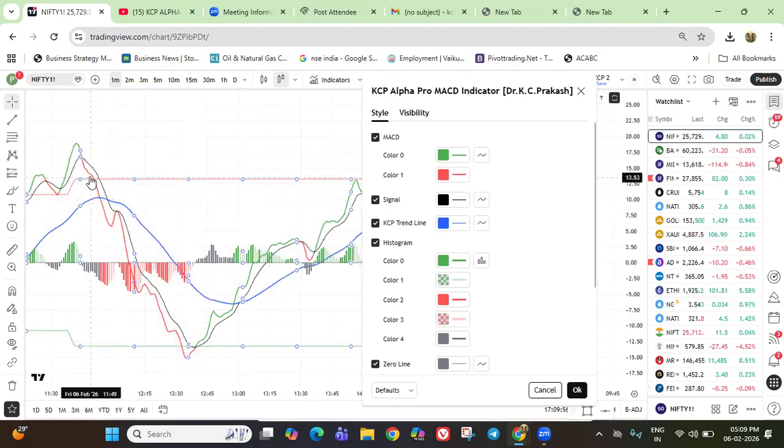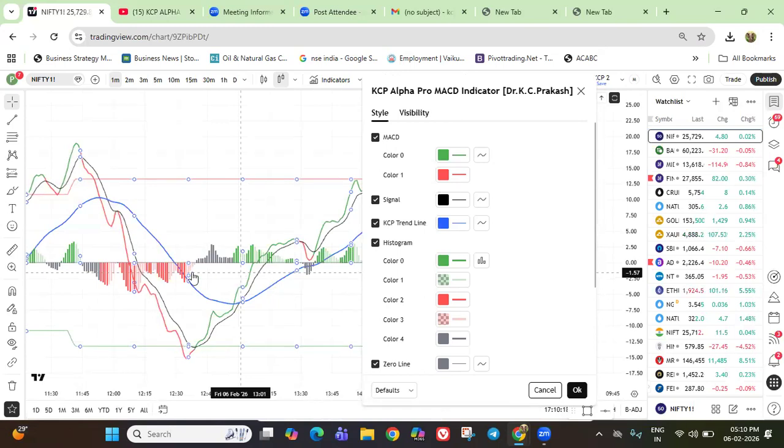So whenever the price is coming down and the signal is coming down towards the trend, then it is downtrend. If it is opposite, that is, MACD is increasing and the signal is also increasing, that means uptrend. So the trend confirmation here is very simple.